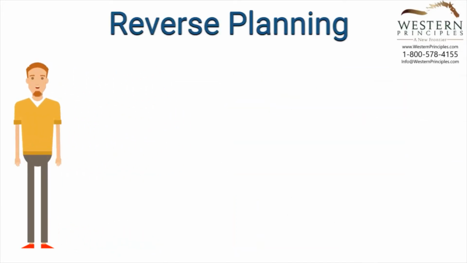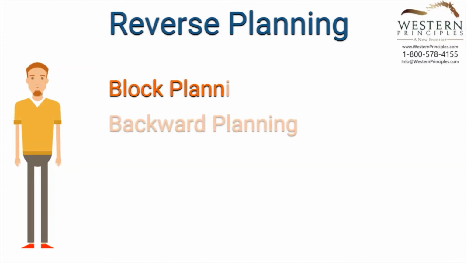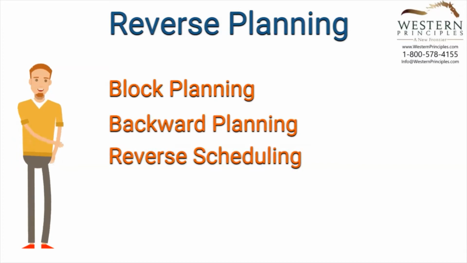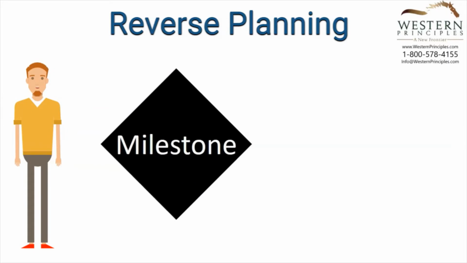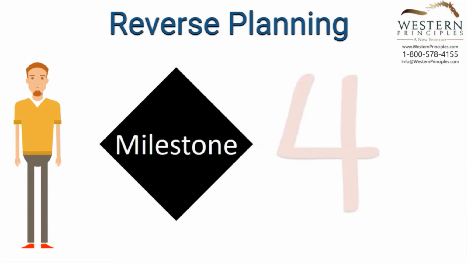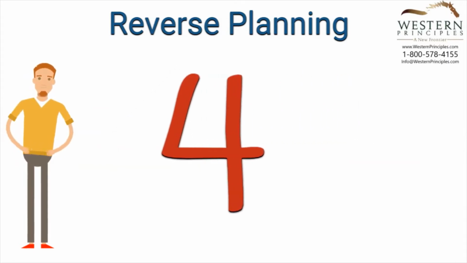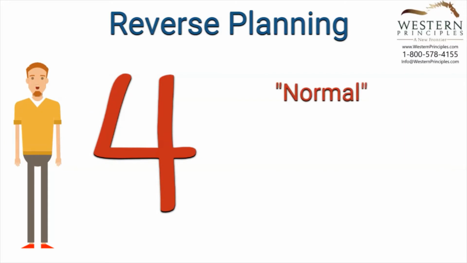Reverse planning may be referred to by other terms such as block planning, backward planning, or reverse scheduling. You want to hit an end date. How will you schedule for that? There are 4 methods. The first is to build a normal waterfall finish to start project and then to adjust dates until you hit the desired end date. That can be cumbersome.